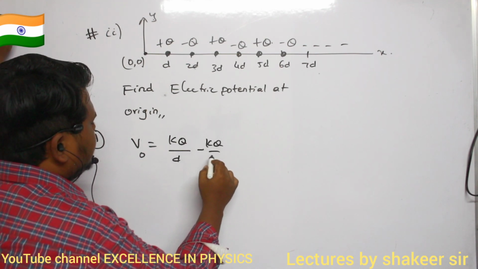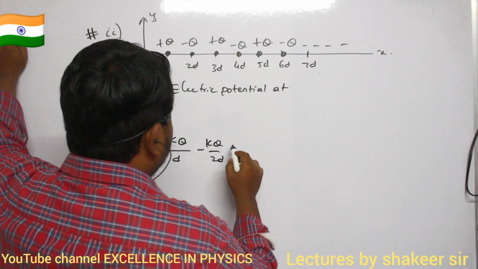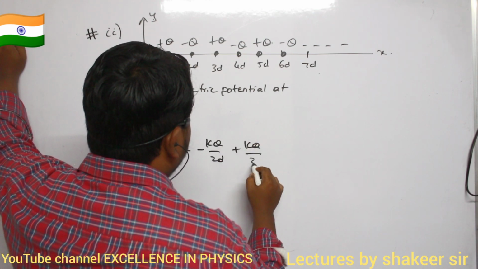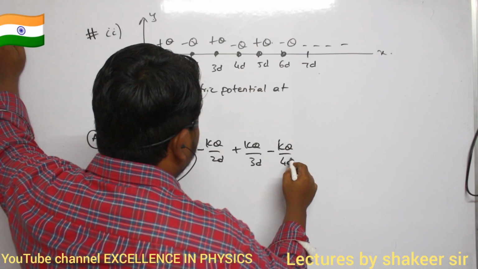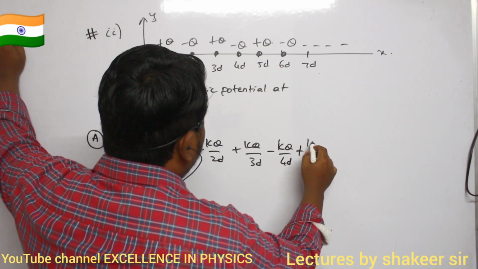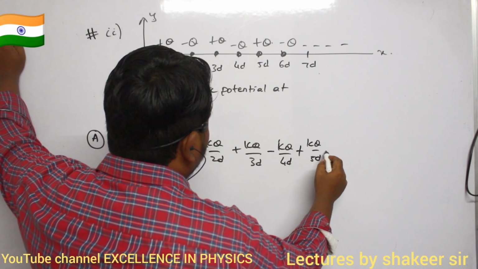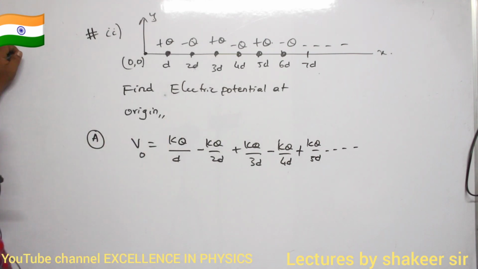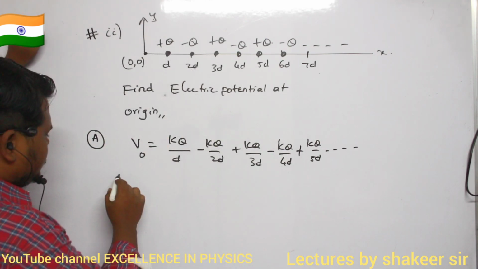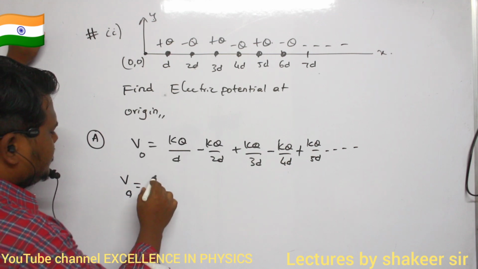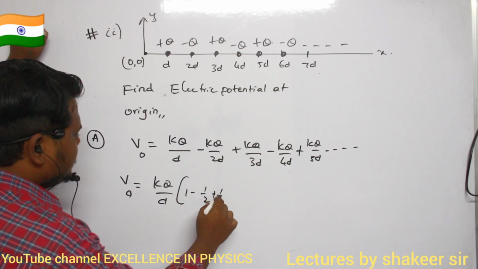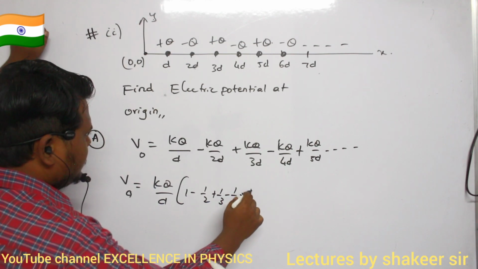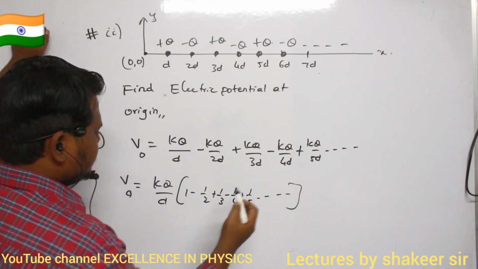minus KQ divided by 2D, due to the third one again plus KQ divided by 3D, and due to the fourth one minus KQ divided by 4D, and due to the fifth one plus KQ divided by 5D, and it goes on like this. So therefore, what can I do? I can take KQ divided by D common, no? Then it is 1 minus 1 by 2 plus 1 by 3 minus 1 by 4 plus 1 by 5, and it goes on like this.